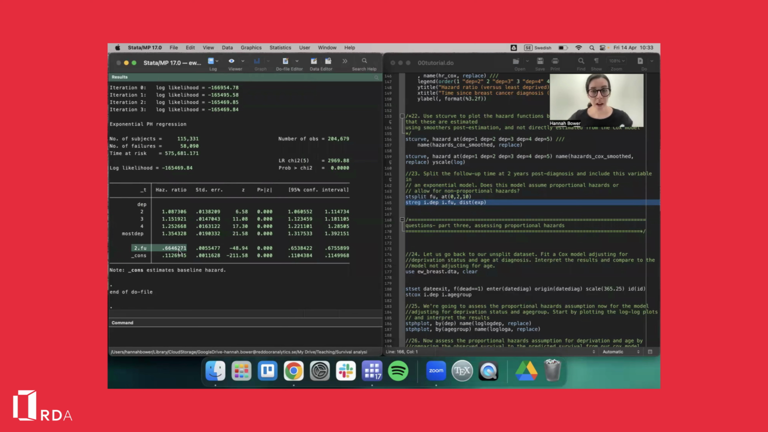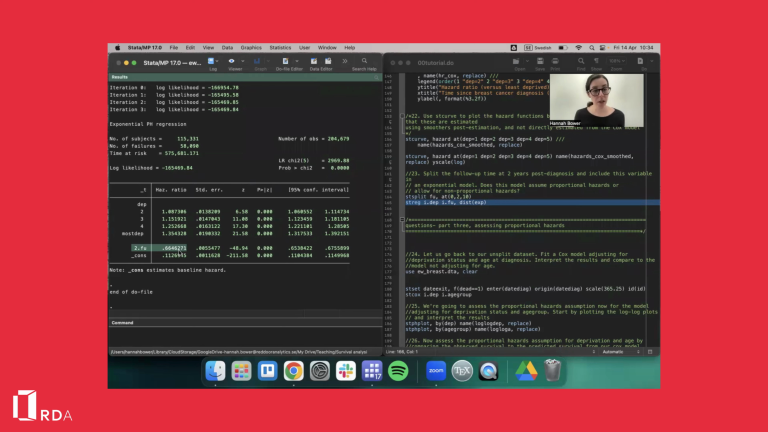scale. But the question was, does this model assume proportional hazards or allow for non-proportional hazards? And this is really important to think about. What we do in this model is we allow the baseline rate to change depending on whether you are 0 to 2 years or 2 to 10 years. So it means that the rates will change. So we will see within each deprivation status that we can have a different rate within that 0 to 2 years than in the 2 to 10 years.